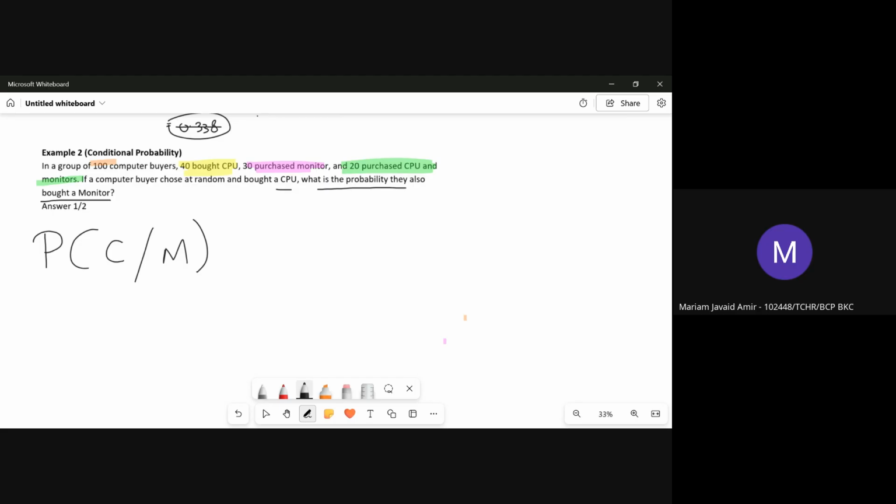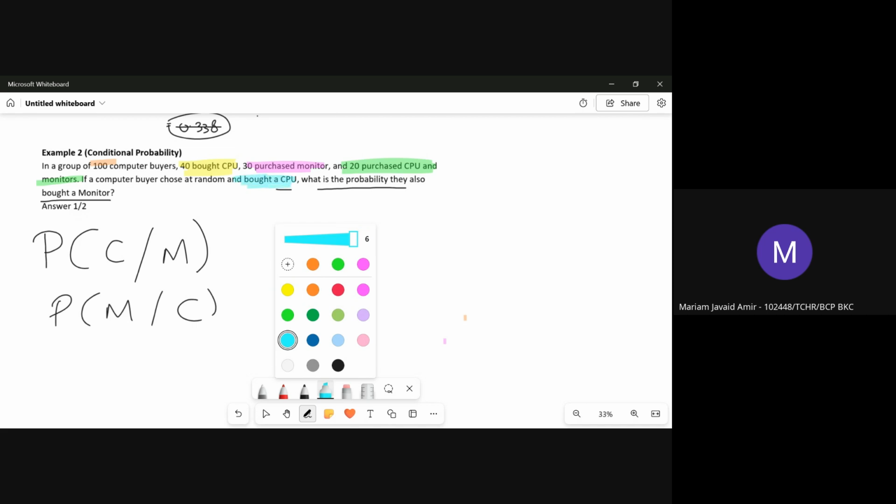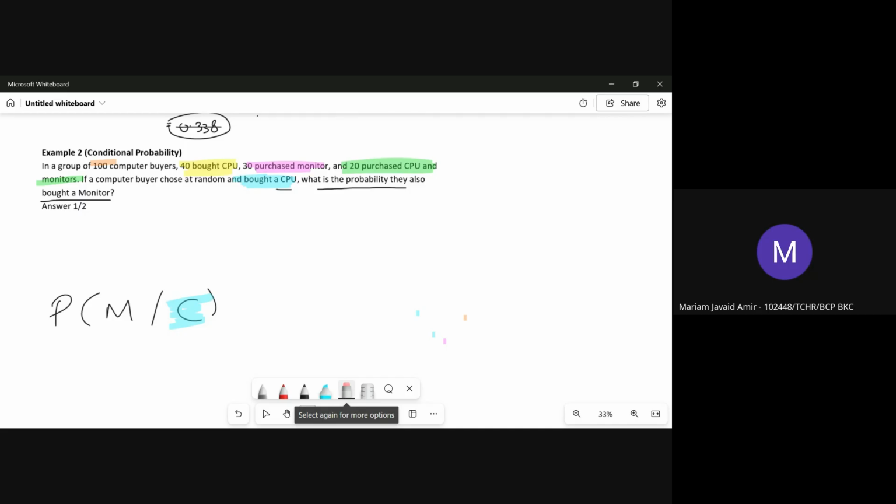So it is monitor given CPU. If a computer buyer is chosen at random, excuse this grammar, and bought a CPU, that confirms they bought a CPU, so it should be given CPU. What is the probability that they bought a monitor? So this is the case. Monitor given CPU. Okay. So that would be probability of monitor and CPU divided by probability of buying a CPU.